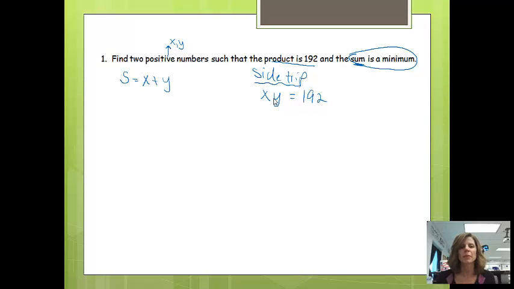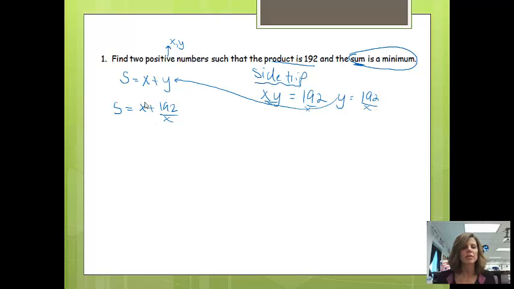And then from here, I could solve this equation for either X or Y. I'll go ahead and solve it for Y, so I'll divide both sides by X. I'll get Y is equal to 192 over X. Now what I'm going to do is substitute that back into my equation before I take the derivative. So I'm going to have S equals X plus 192 over X.